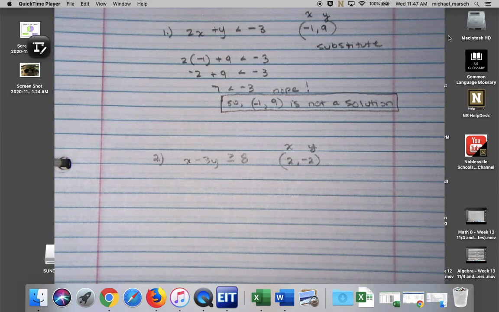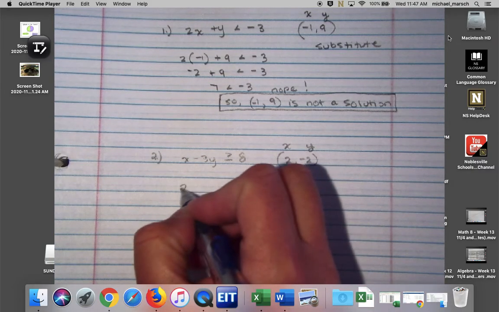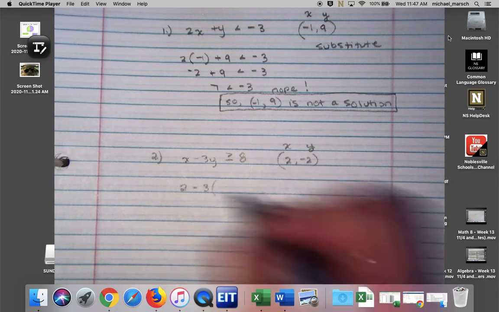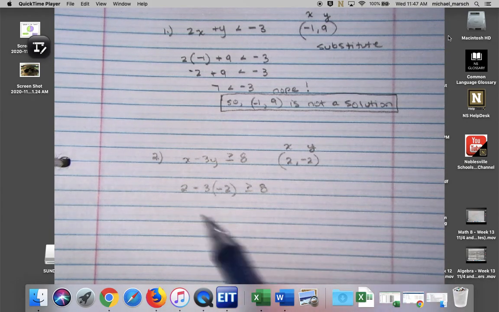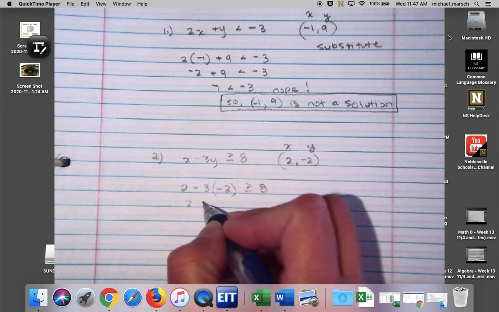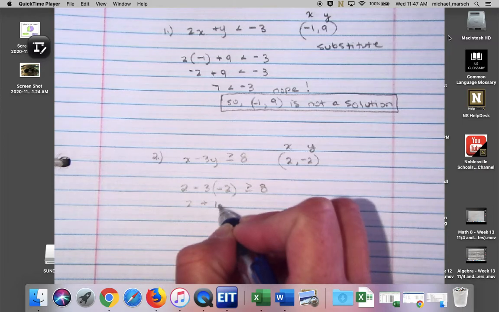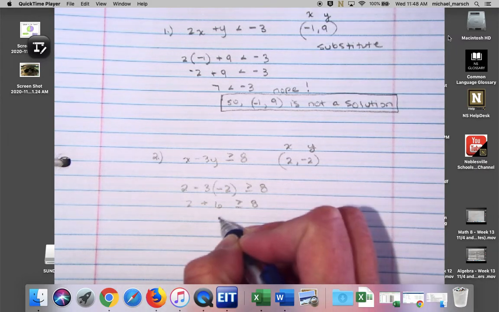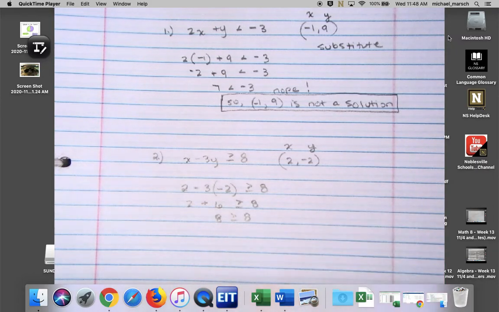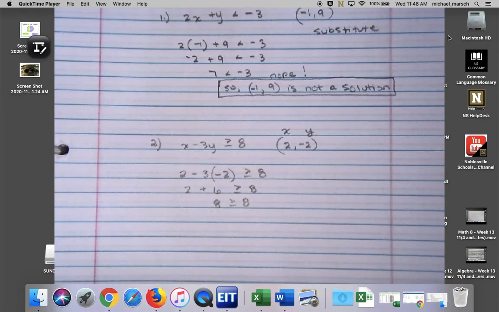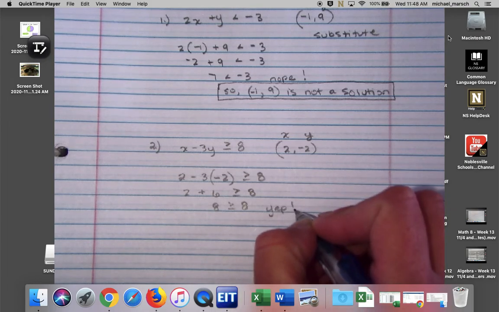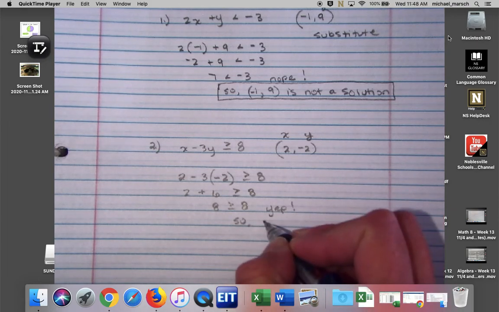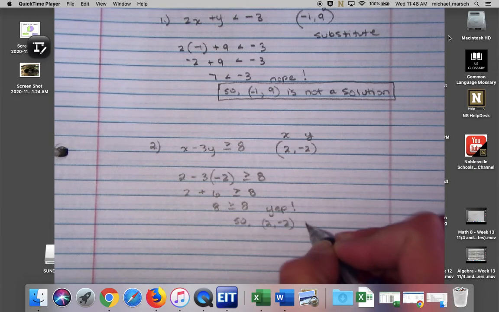Okay. So I'm going to go ahead and put this in here. 2 minus 3 times the quantity, or times -2 is greater than or equal to 8. This is where you have to think about your order of operations, right? So I've got 2 plus 6 is greater than or equal to 8. Is 8 greater than or equal to 8? Yeah. Sure is. So that tells us 2, -2 is a solution.